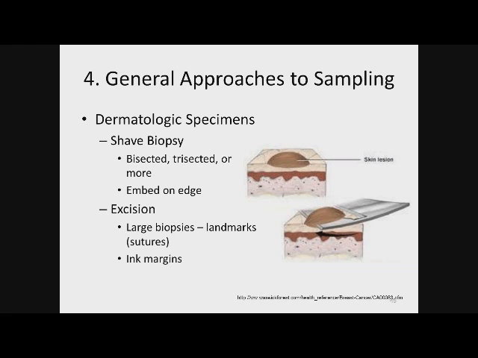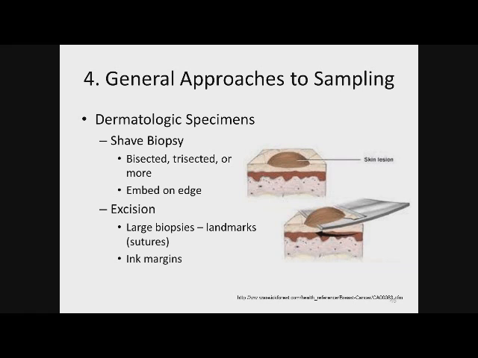Mohs sampling is detailed in other talks. This is talking about dermatologic specimens and the different ways of obtaining those specimens, which can include punch biopsies, but can also include shave biopsies. Shave biopsies in particular oftentimes are thoroughly cut. They can be bisected, or trisected, or even cut into more sections. It's important that each of these should be embedded on edge, which is typically included in the requisition.